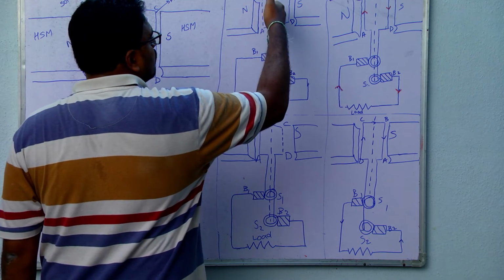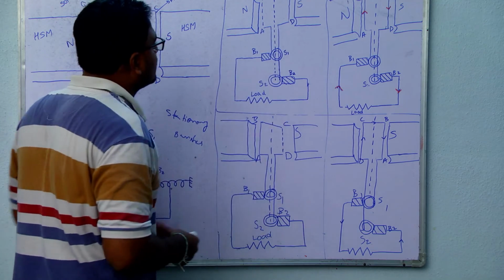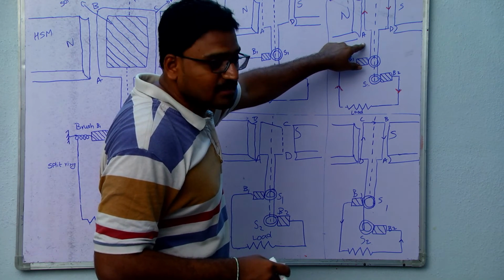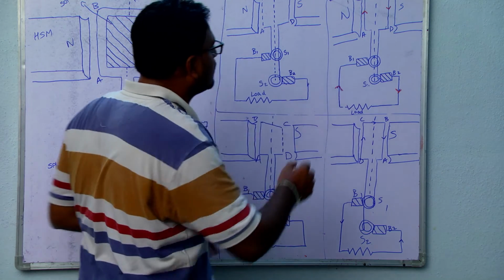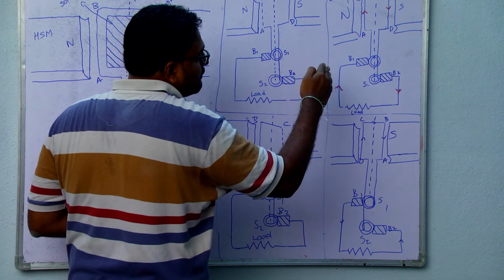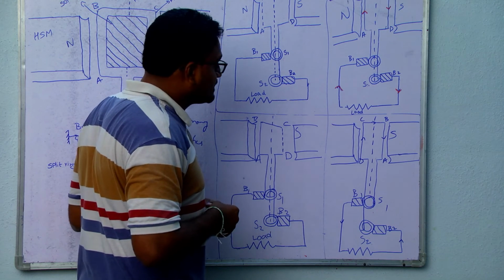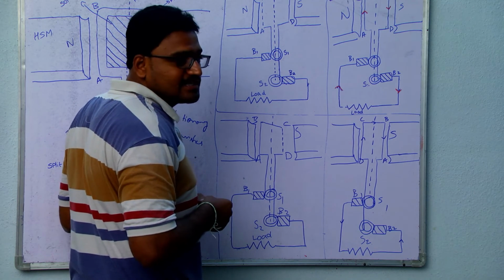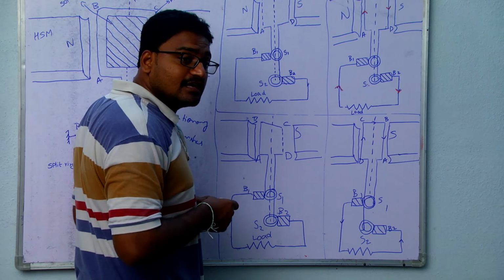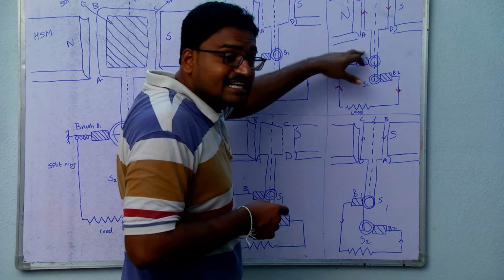From this point of time, the coil is rotating in the clockwise direction like this. By rotating like this, the flux links with the coil is decreasing, and so change in flux is maximum. Again from this point onwards, as I am rotating further, the flux links with the coil increases, and so the change in flux decreases.